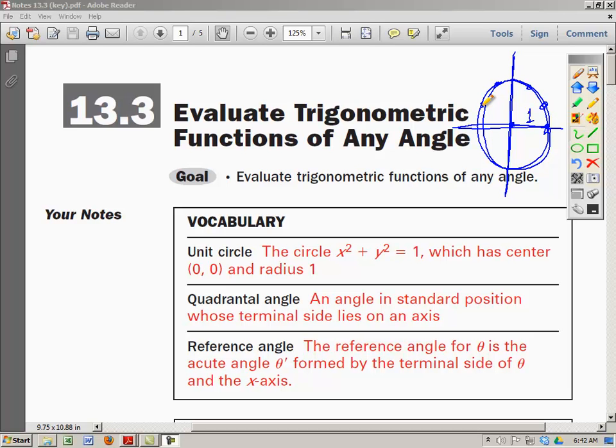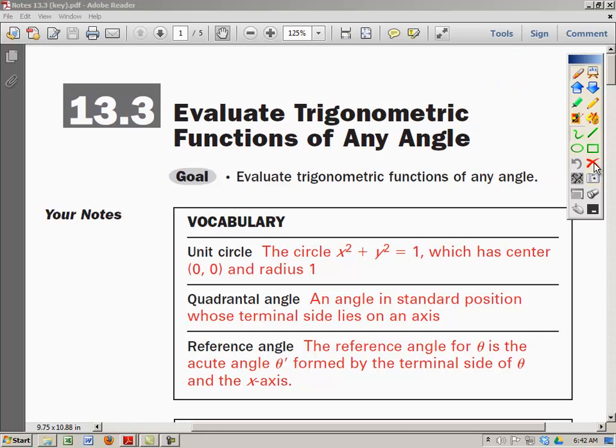A quadrant angle is an angle in standard position whose terminal side lies on an axis. For example, a 90-degree angle would be a quadrant angle because its terminal side is the y-axis going up. 180 degrees would be another quadrant angle because its terminal side lies on the x-axis going to the left. 270 and 360 would round out our quadrant angles. There should be 4 of them.